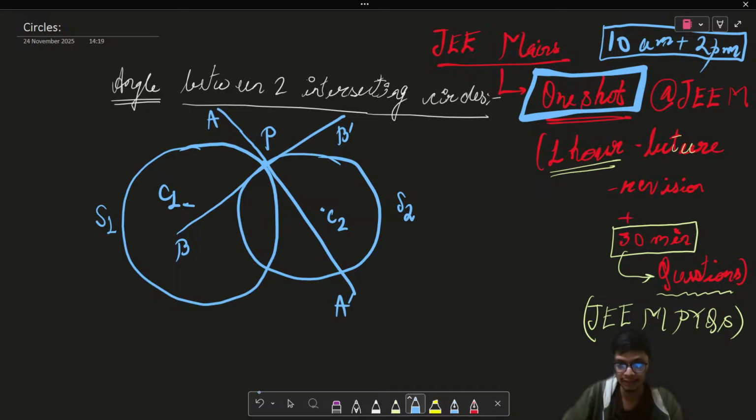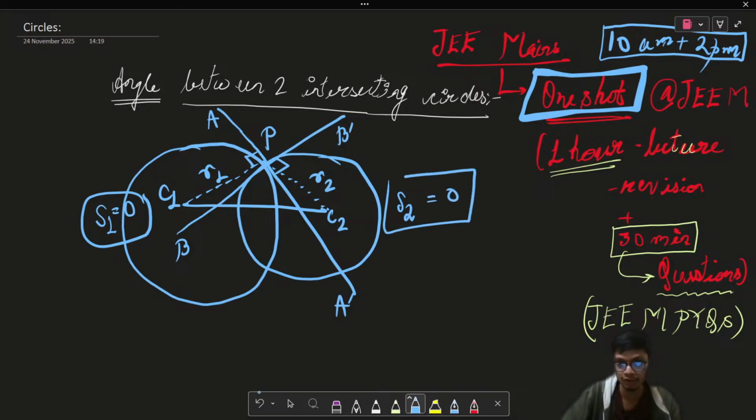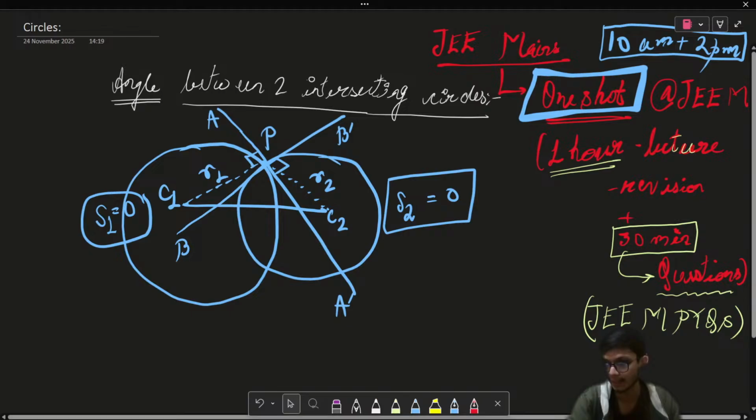Now let us also join the center to center distance. This is C1C2, which is the center to center distance. Along with that, this is my radius R1 and this is my radius R2. And we know that the tangent is perpendicular to the radius. So this is what we will have. Now let us call the equation of the first circle S1 equal to 0 and the second circle S2 equal to 0. This is what the formulation of the question looks like.